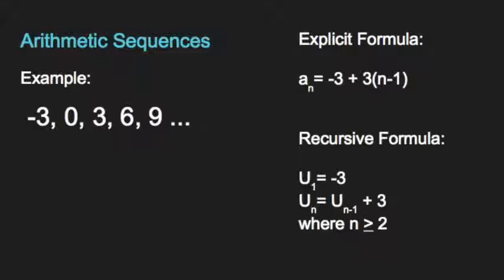And there are two ways to represent this. In the explicit formula, in this example we have -3, 0, 3, 6, and 9. In an explicit formula, that would be a sub n is equal to -3 plus 3 distributed to n minus 1. Another way to represent this is the recursive formula, which is u sub 1 is equal to -3, and u sub n is equal to u sub n minus 1 plus 3, where n is greater than or equal to 2.